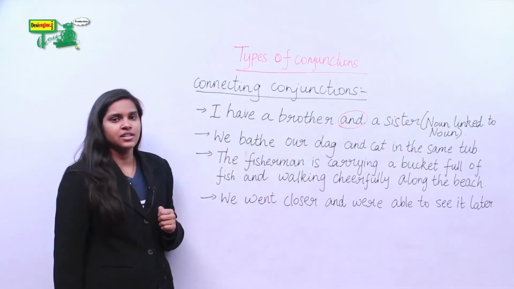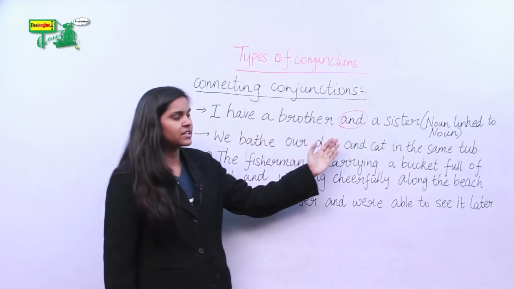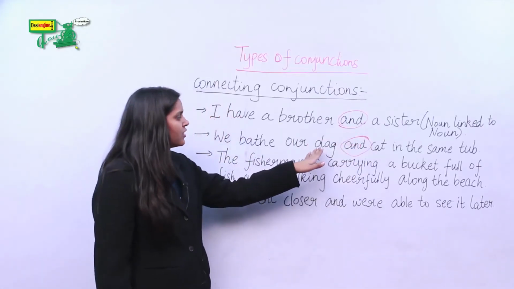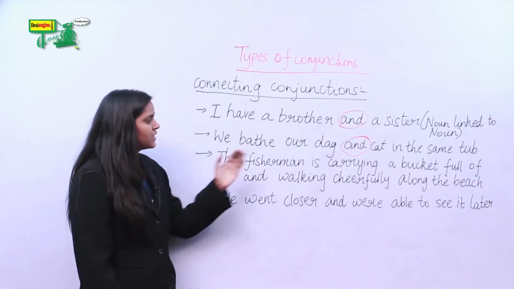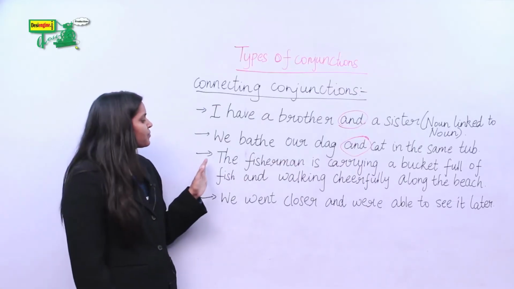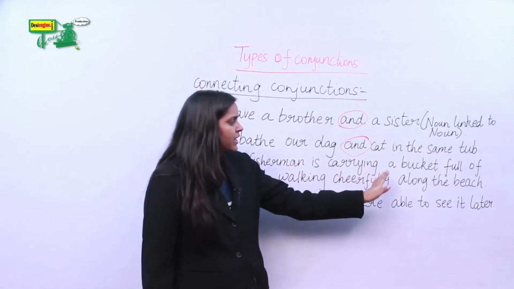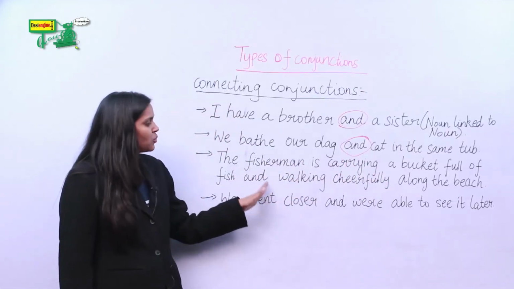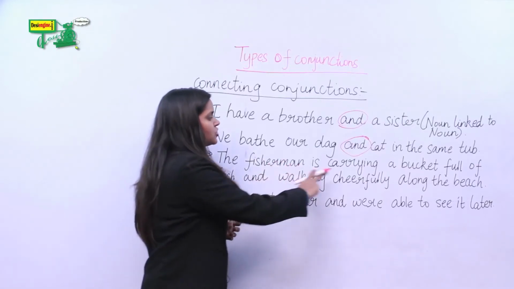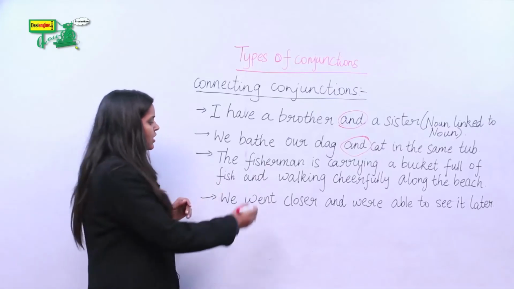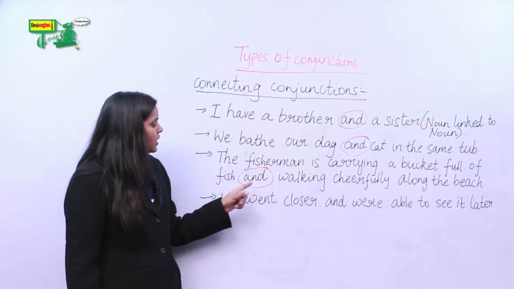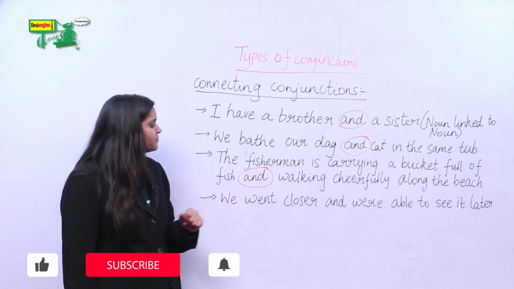In the second sentence, we bathe our dog and cat in the same tub. Again, and is a connecting conjunction joining dog and cat. That is joining the words dog and cat. In the third sentence, the fisherman is carrying a bucket full of fish and walking cheerfully along the beach. Here the phrase a fisherman is carrying a bucket full of fish is joined to the other phrase walking cheerfully along the beach by the connecting conjunction and.